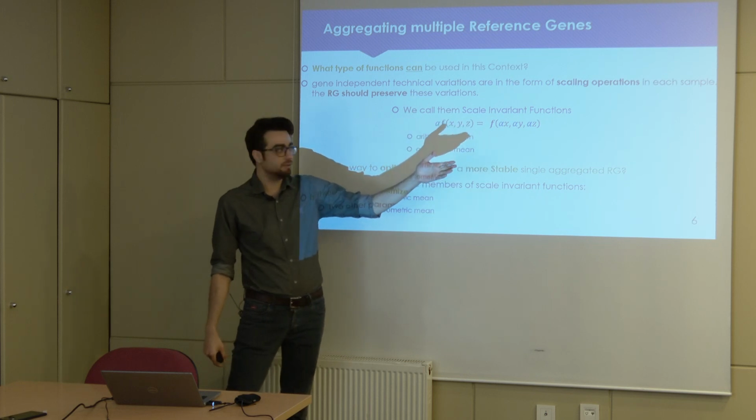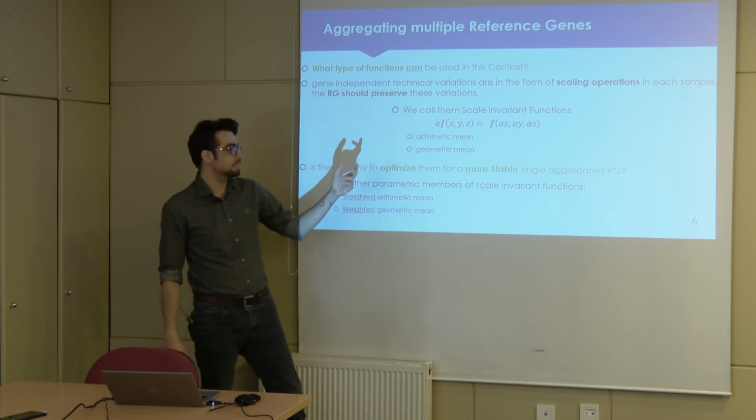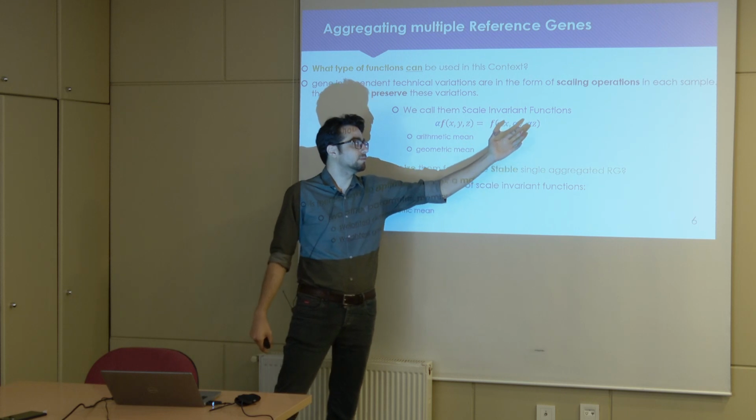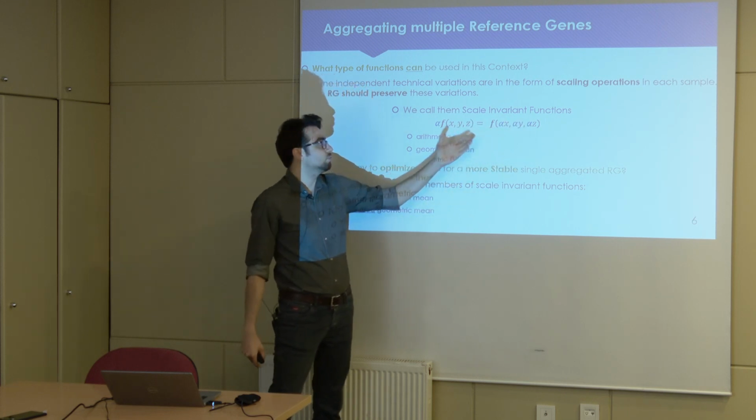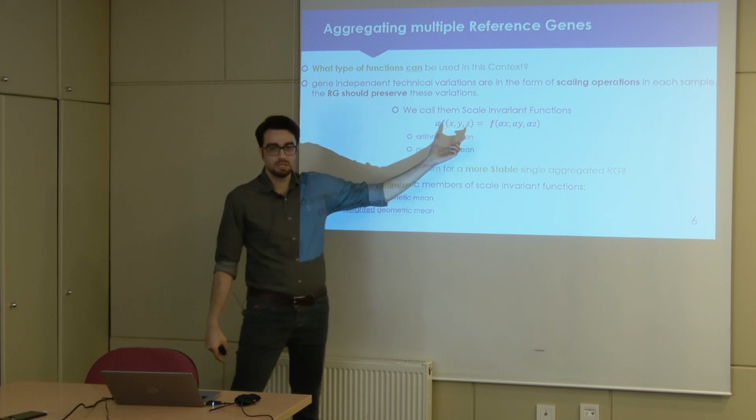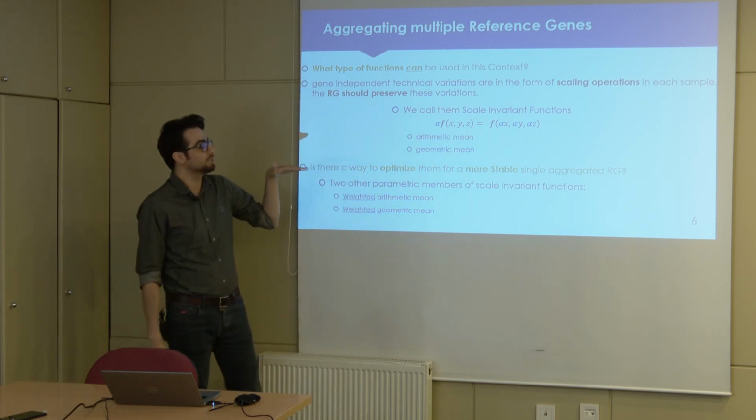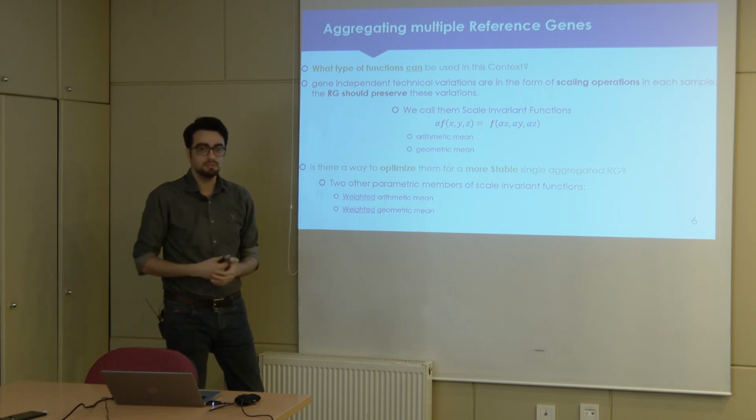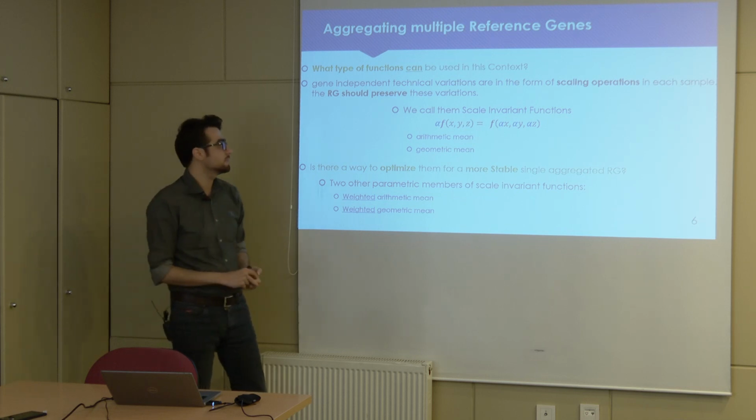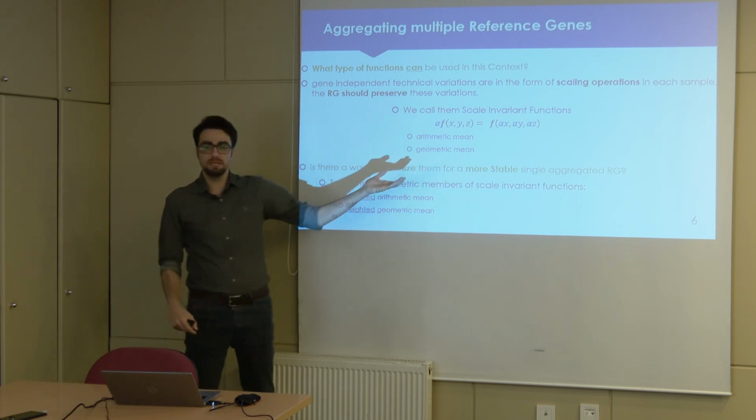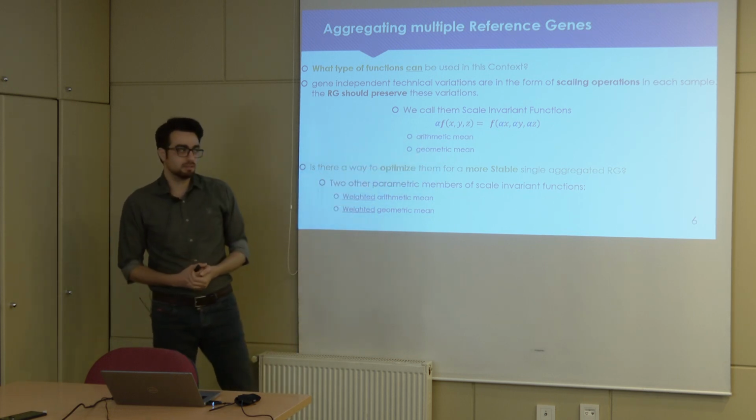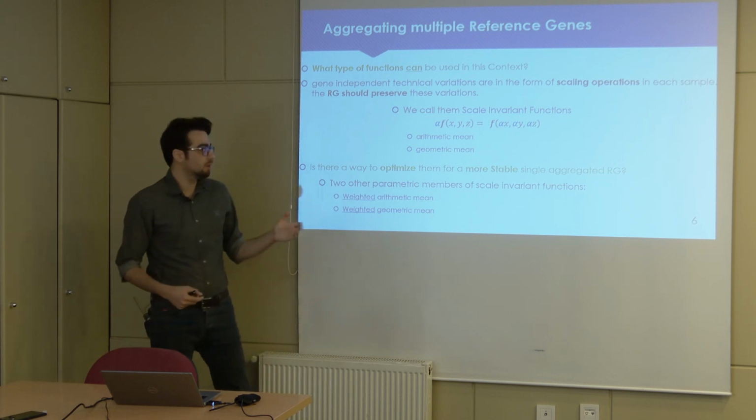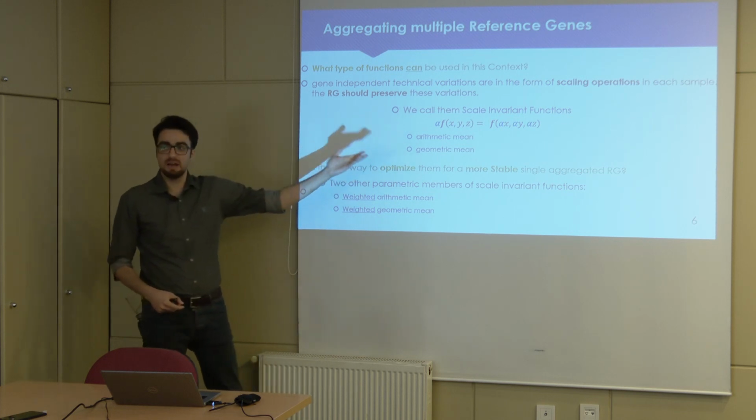So we present a family of functions. We call them scale invariant functions, which have this property that scaling the inputs is equal to just scaling the whole function. So it preserves the scaling in different samples, which is caused by technical variations. And the arithmetic mean and geometric mean that are being used are also members of this family of functions.